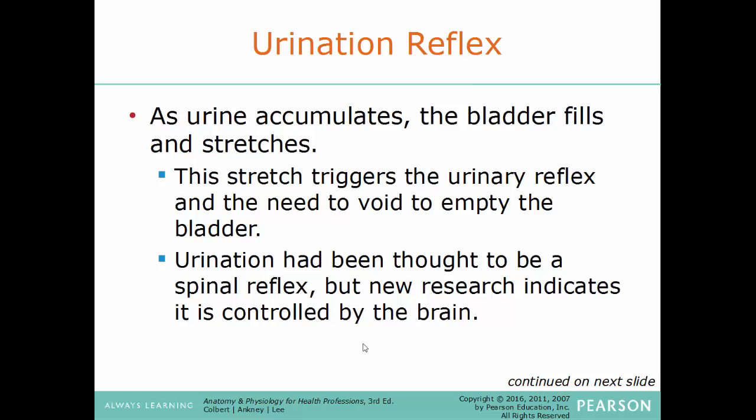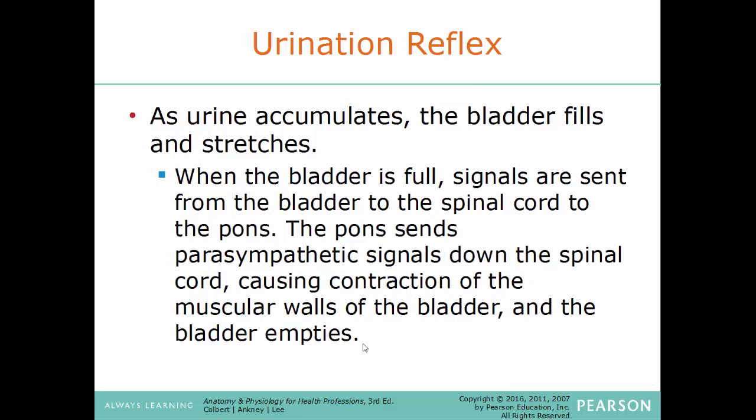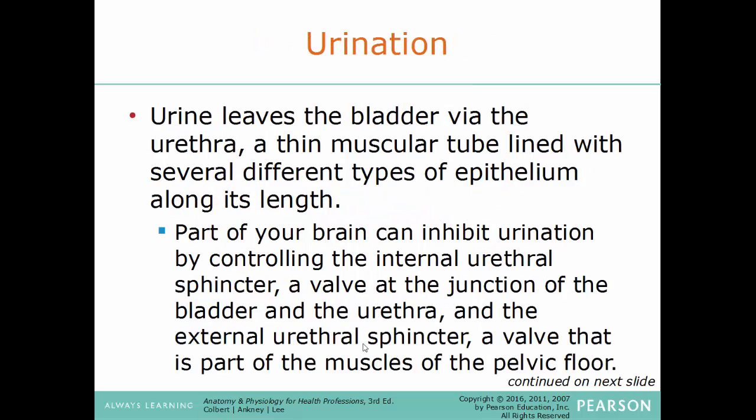Now, urination has been thought to be a spinal reflex, but some new research indicates it's controlled by the brain. When your bladder gets full, signals are sent from the bladder to the spinal cord to the pons, which is part of the brainstem. The pons sends parasympathetic signals down the spinal cord, causing constriction of the muscular walls of the bladder, and therefore the bladder empties. All right, that leads you to urination.